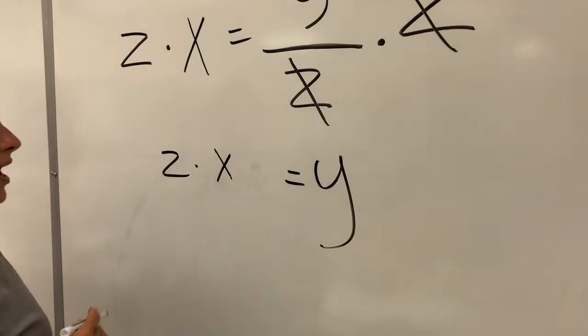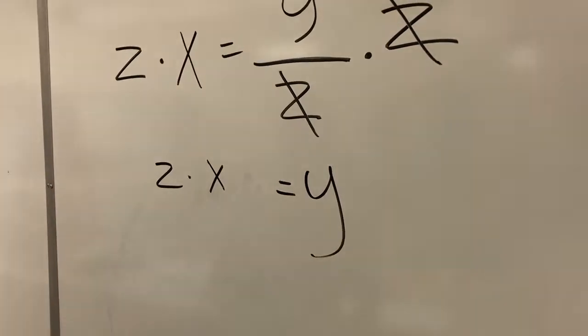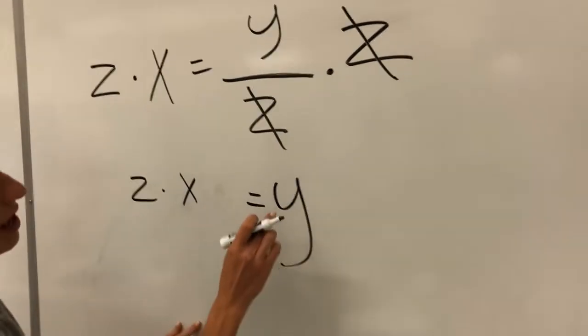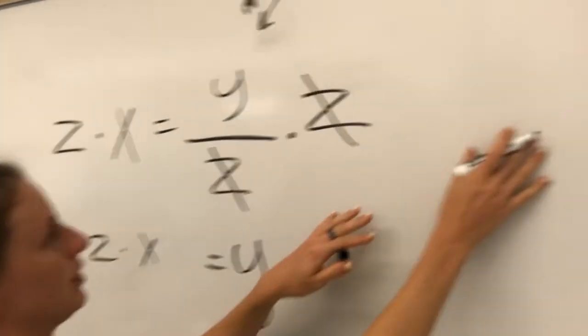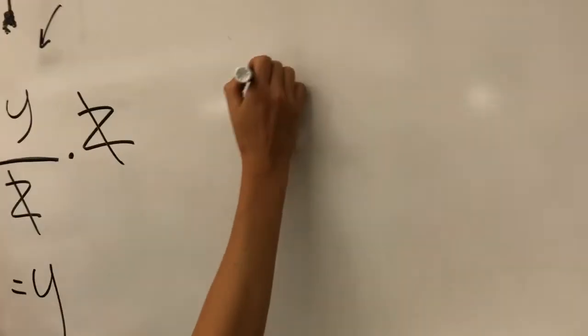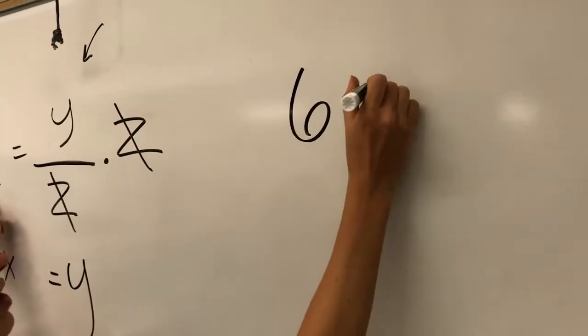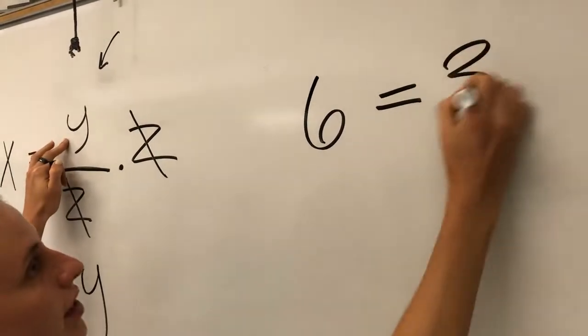So y equals z times x. All right, so can we check our work here? What if I said over here, I'll write it next to it, what if x was 6 and this equaled 3/2?